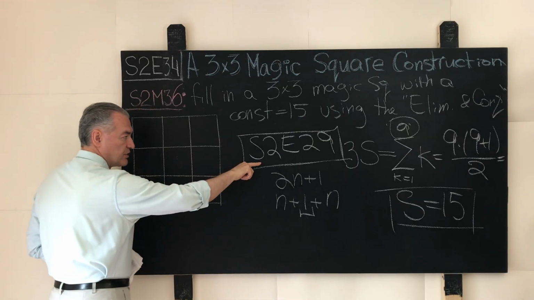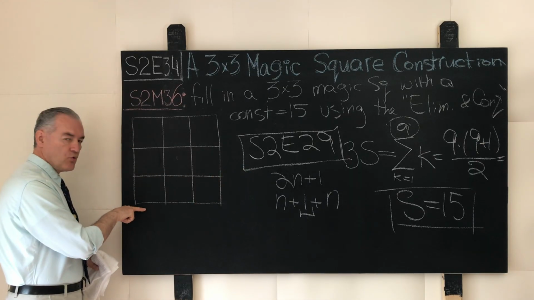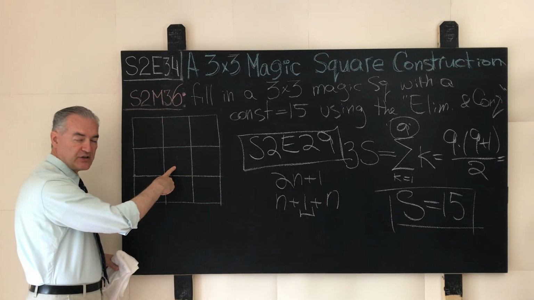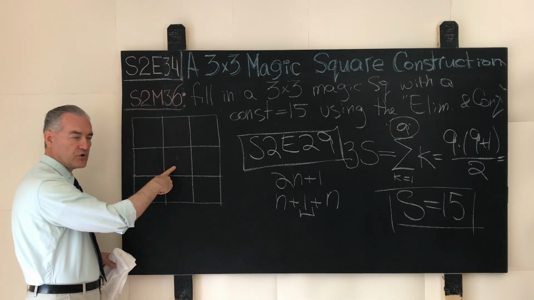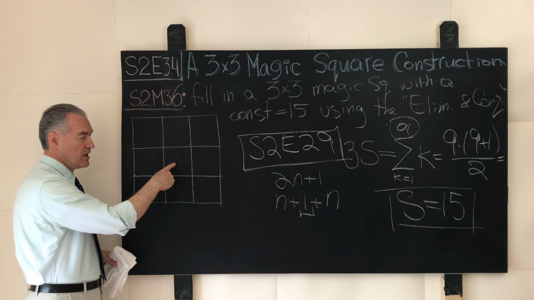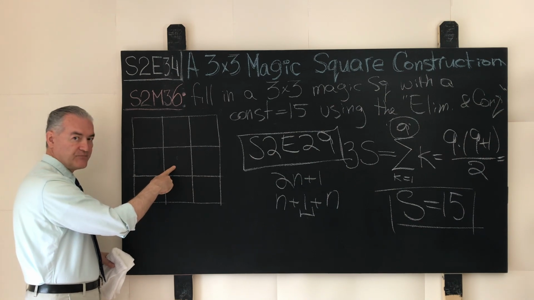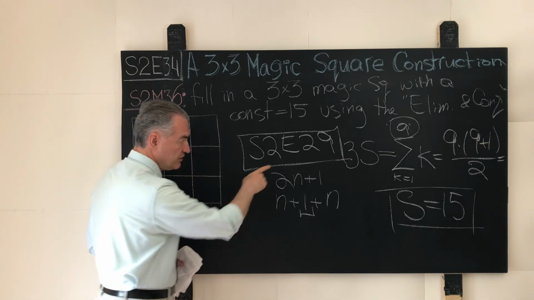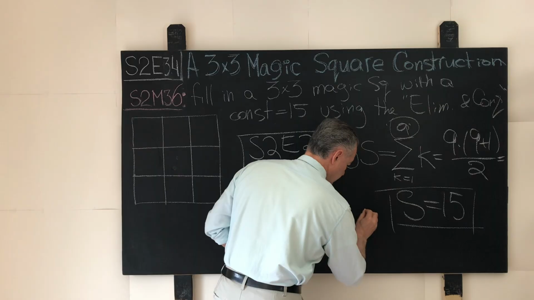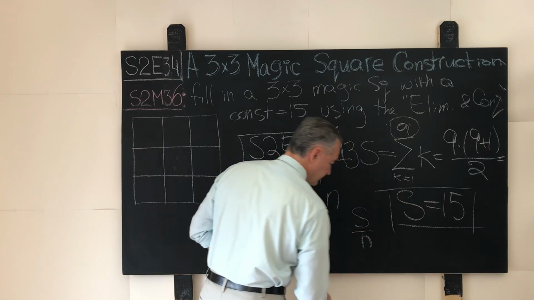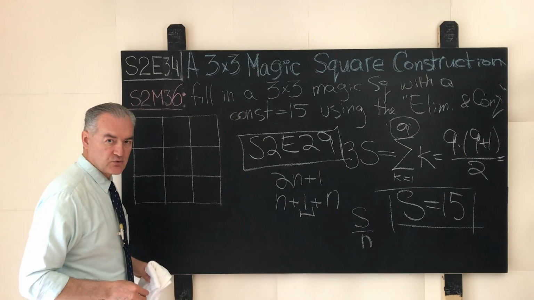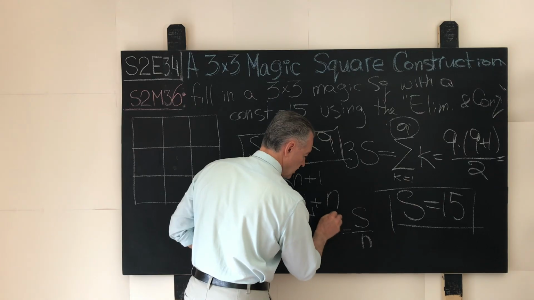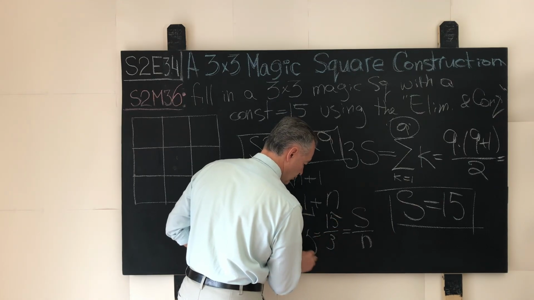In season 2, episode 29, we also proved that when the order of a magic square is a number that is odd, the contents of the central cell are not for grabs. They're not up for discussion. The contents of the central cell in each and every magic square whose order is odd is fixed. And we proved in this episode that that number must be s divided by n, or the constant of the magic square divided by its order. In our case, that number will be what? 15 over 3. So the contents of this cell must be 5.